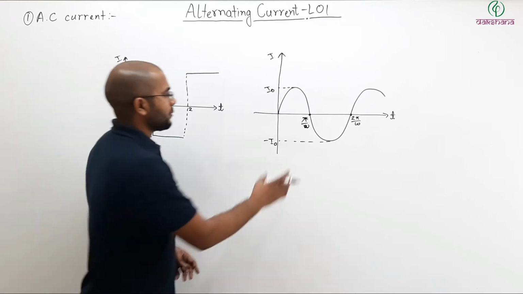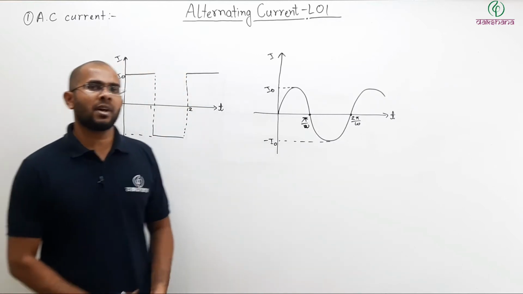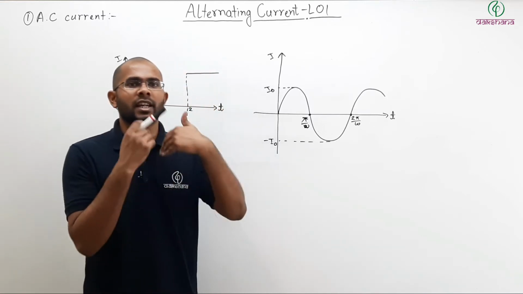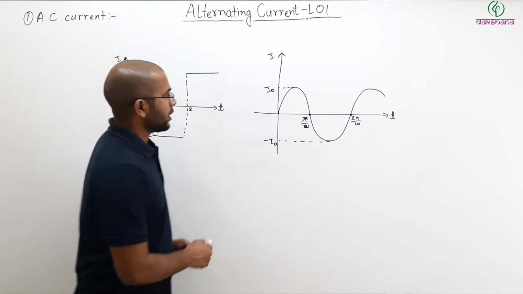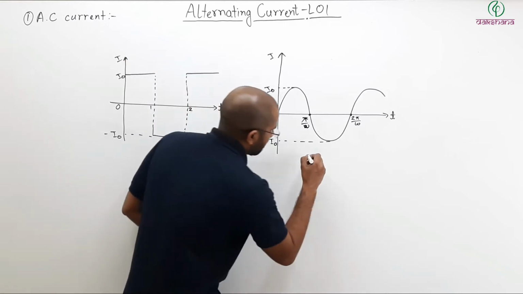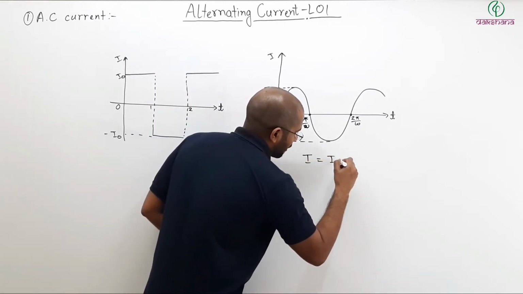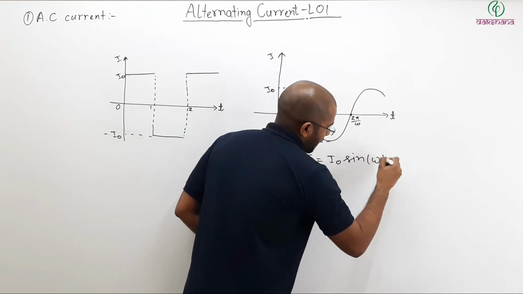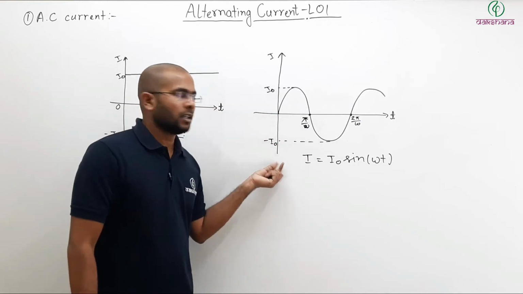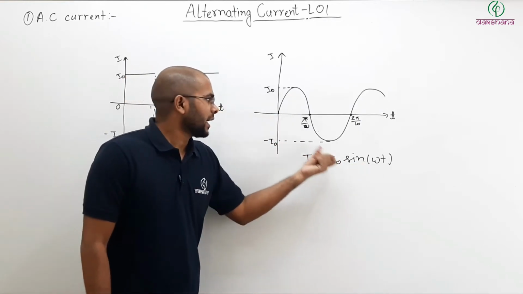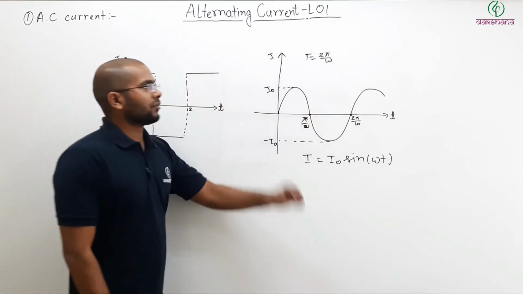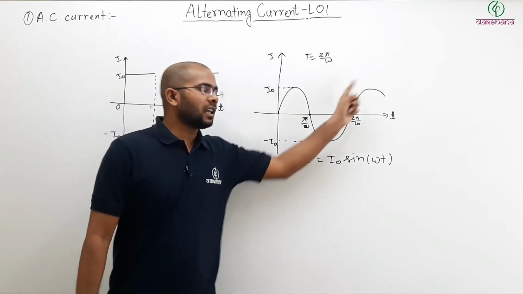So what can be the general equation of this form of current? If you remember, we have already studied how we generate sinusoidal AC, the AC generator. The standard form for this kind of AC may be written as I equals I naught sine of omega t, where I naught is the maximum value of current and omega is the angular frequency. The time period you can write simply as T equals 2 pi by omega, meaning after every 2 pi by omega your cycle repeats.